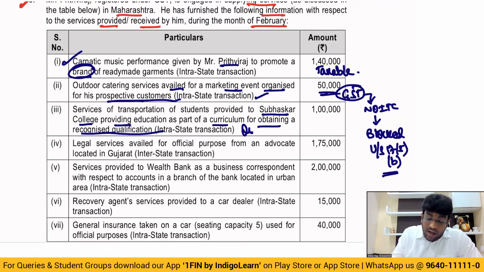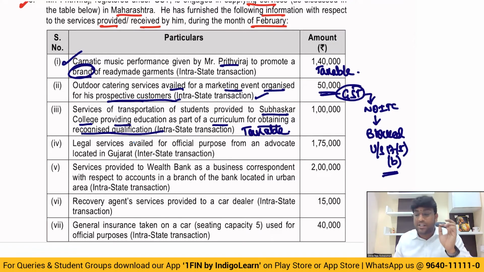This service, my dear friends, will become taxable because the service of transportation of students, faculty and staff is exempt only when it is given to a preschool or education up to higher secondary school or equivalent. I repeat again, exemption is only when it is given to a preschool or education of higher secondary school or equivalent. In this particular case, it is not a preschool, it is not education of higher secondary school or equivalent, it is given to a college. So this will definitely become taxable.